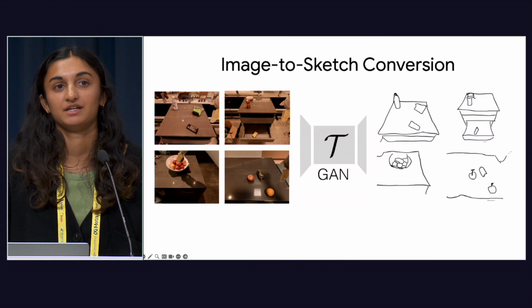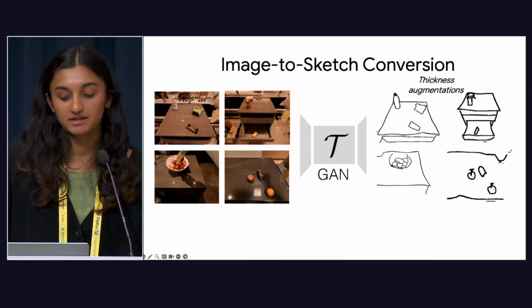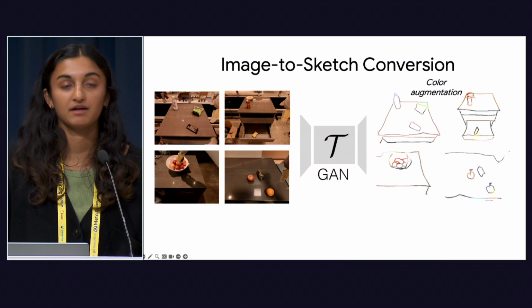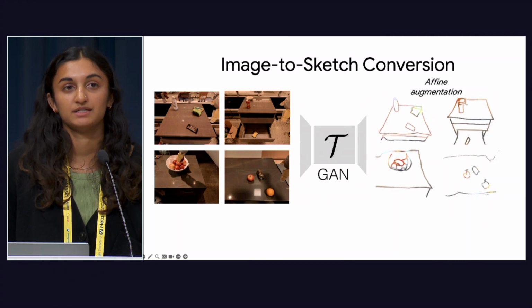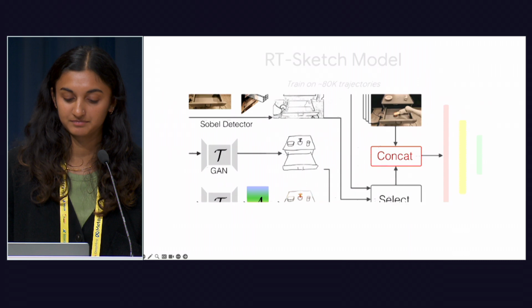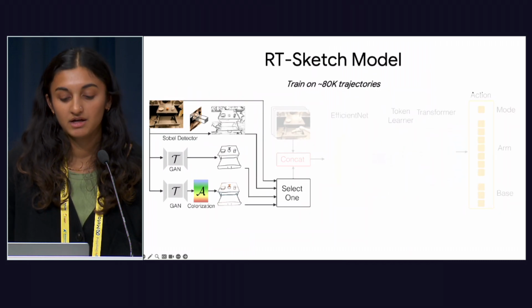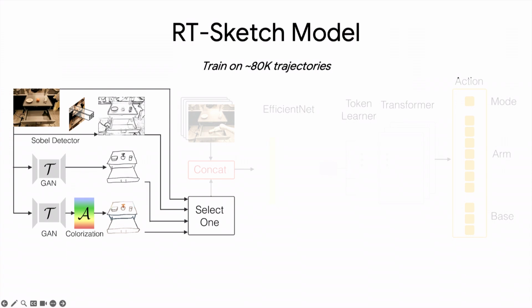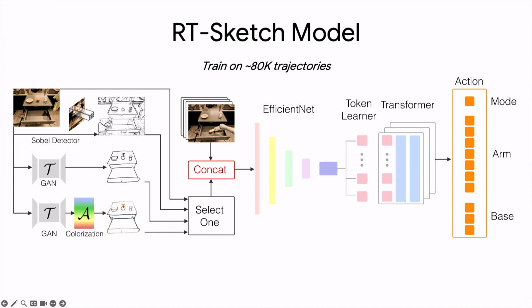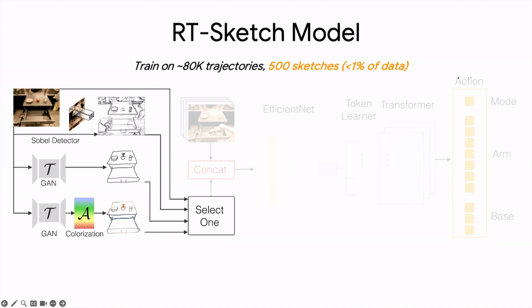We can then apply various post-processing techniques like changing the thickness, the color, or even the affine warping of the sketch to produce more diverse sketches for the same image inputs. And using this pre-trained network, we can then take any large-scale robot data set and take the terminal image of each episode and convert it to a synthetically generated sketch with which to condition our policy. In this way, we're able to train RT Sketch on a large-scale data set of 80,000 trajectories while only having access to 500 manually drawn sketches, which is less than 1% of that entire data set.